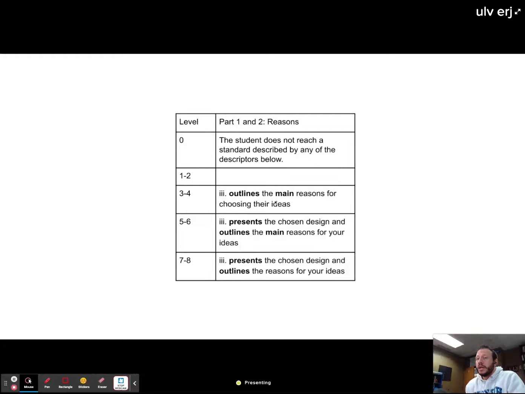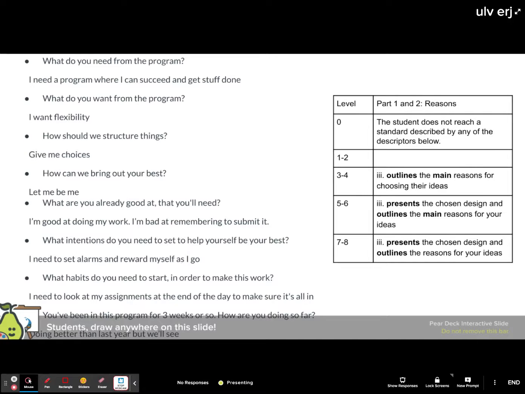So outline is saying like, I need more flexibility. Presents is going to be, I need more flexibility because I've got these things that I have to do during the day. Like maybe I have to take insulin at a certain time, or I do prayer at a certain time. And so I need that flexibility so that I can fit that in the schedule and not miss something. That gives presents. And then giving more detail on that and how you're going to try to do that will get you that 7 to 8.